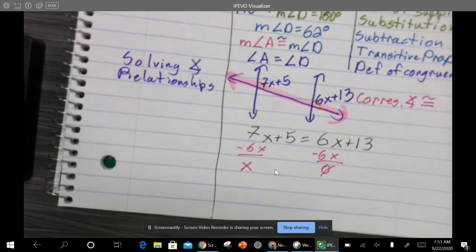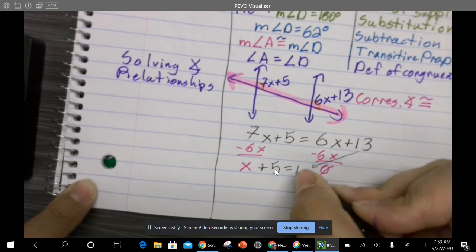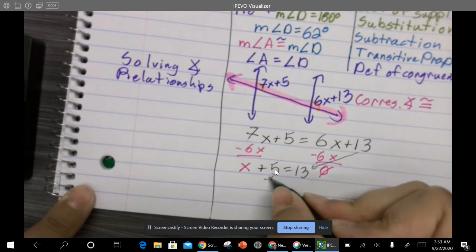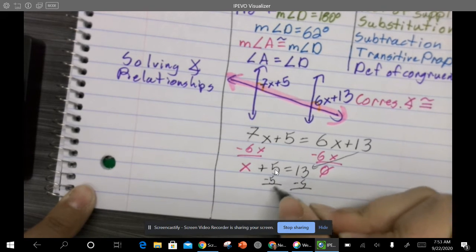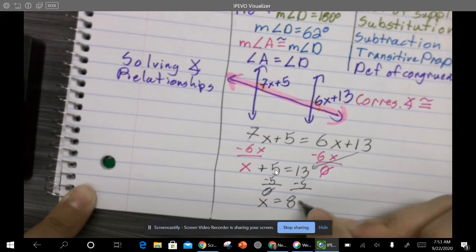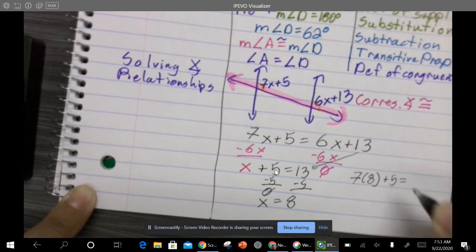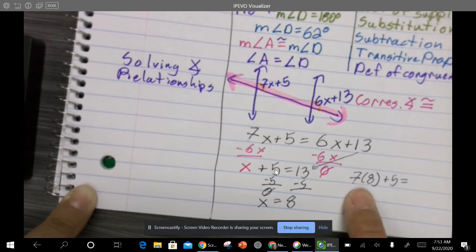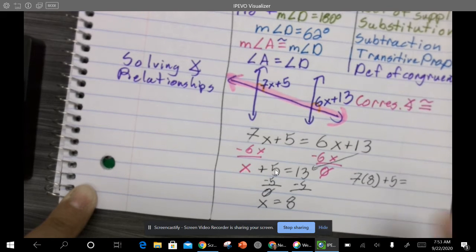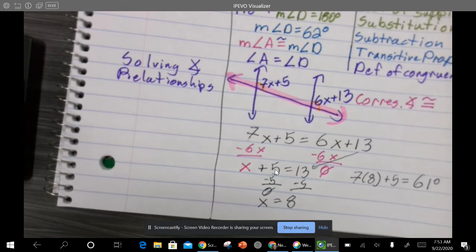So we get x, okay? And then we're just going to bring down the 5. Bring down that 13, okay? Then we're going to subtract 5 from each side using our subtraction property. 13 minus 5 is 8, okay? If we needed to find the angle, I would substitute in, so 7 times 8 plus 5. 7 times 8 is 56 plus 5, so we would get 61 degrees. Okay? So that would be for the angle.